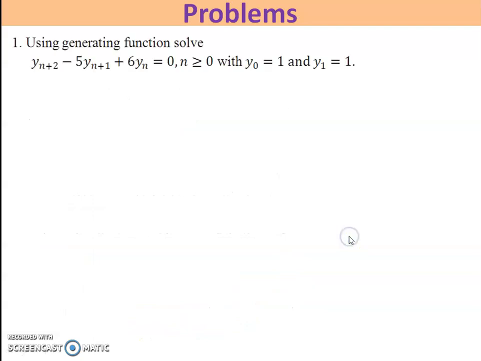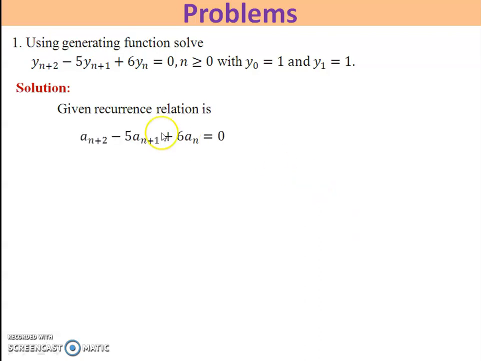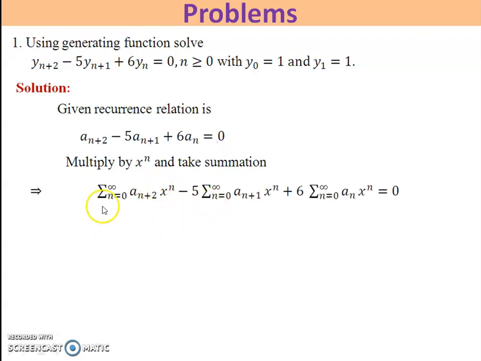Now problems. Using generating function, solve y(n+2) minus 5 y(n+1) plus 6 yn equal to 0, n greater than or equal to 0, with y0 equal to 1 and y1 equal to 1. Solution. The given recurrence relation is, replace y by a here. Right, now we have a(n+2) minus 5 a(n+1) plus 6 an equal to 0. Then multiply by x power n and take summation, like this, summation n running from 0 to infinity. Multiply all the terms by x power n and take summation n equal to 0 to infinity for all the terms, right?